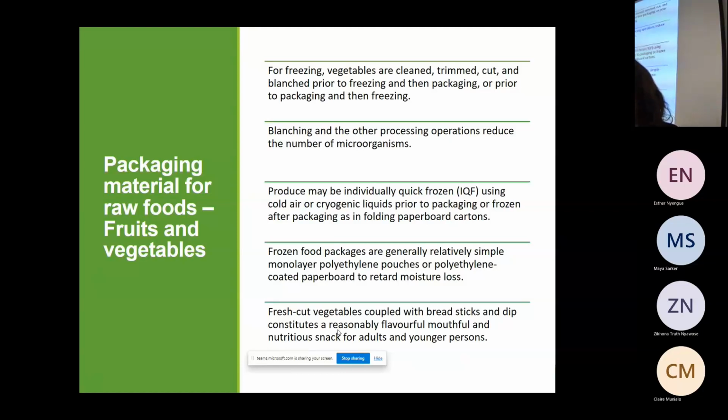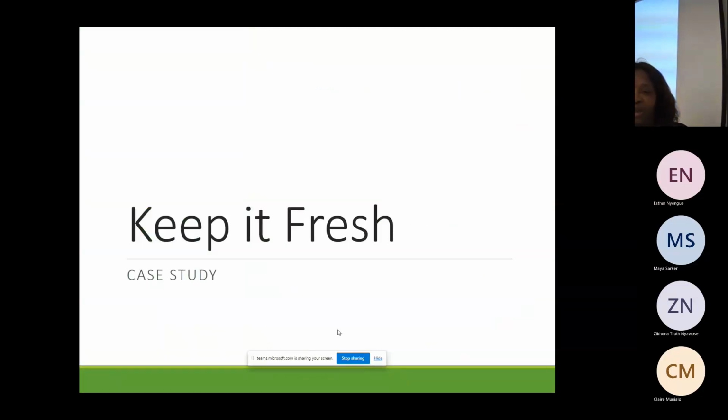So fresh cut vegetables coupled with breadsticks and dip constituent can reasonably be flavorful, mouthful and nutritional snacks for adults and even younger persons. So you might see that some of these are packaged so that they can be eaten as snacks, especially here in the UK, where they run the campaign of encouraging people to eat fruits and vegetables, 5 a day.